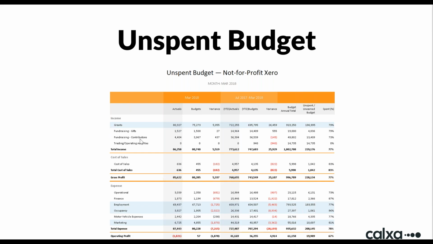And this one here, for example, you've got actual, budget and variance for the month, year to date, the full year budget, and what's unspent or unearned. And I've got this sorted by the different headings. I've highlighted where we've got higher than normal variances so that you can easily see what's on track, what's not on track, and take action before it's too late.